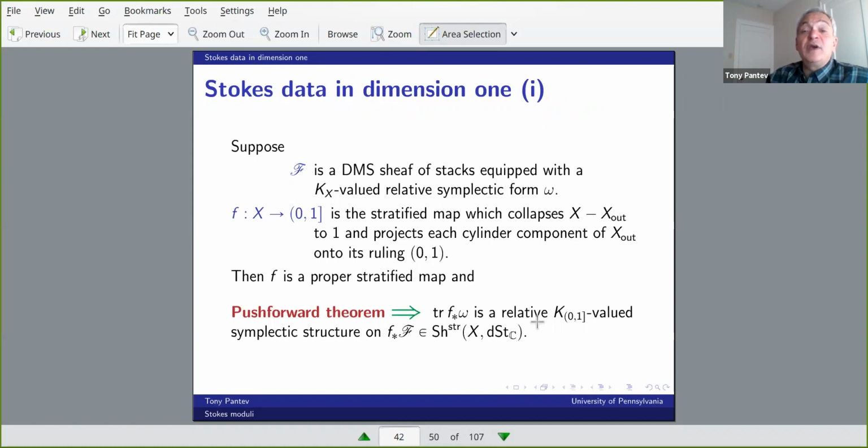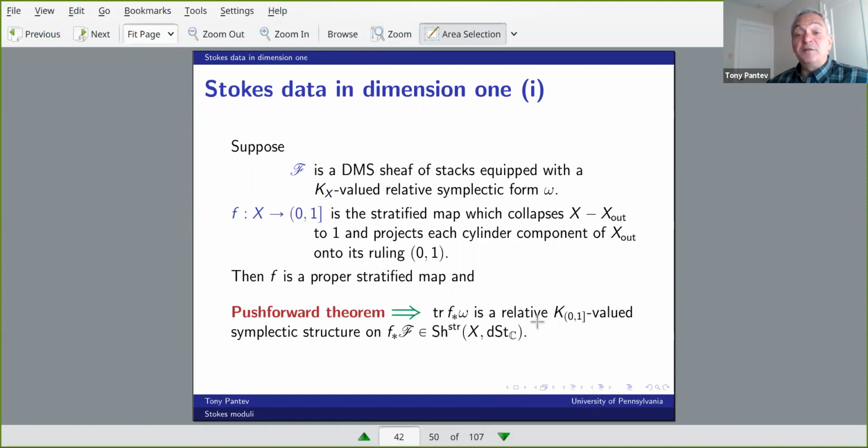And in general, if you have any Deligne-Malgrange-Stokes sheaf of stacks equipped with a K_X valued relative symplectic form, you can take your surface and map it to the half open interval. And this is a proper stratified map. It contracts the complement of the outer stratum to 1 and projects each cylinder component. So it basically contracts the closure of the inner stratum to 1, and it projects each cylinder component of the outer stratum to the open interval (0, 1), to that neck.